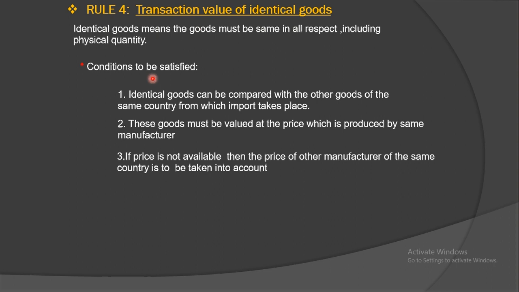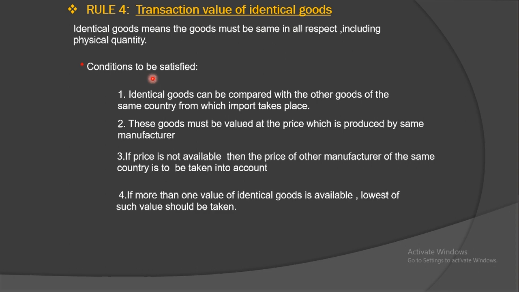The fourth is, if more than one value of identical goods is available, the lowest of such values should be taken. If we have two values, we will take the lowest one. So what are the four conditions? The identical goods can be compared with other goods of the same country from which we are importing, and these goods must be valued at the price of the manufacturer of the same country. If the price is not available, then we will take another manufacturer of the same country, but not from a different country. The manufacturer should be from the same country. And if we have more than two values, then we will take the lowest one.